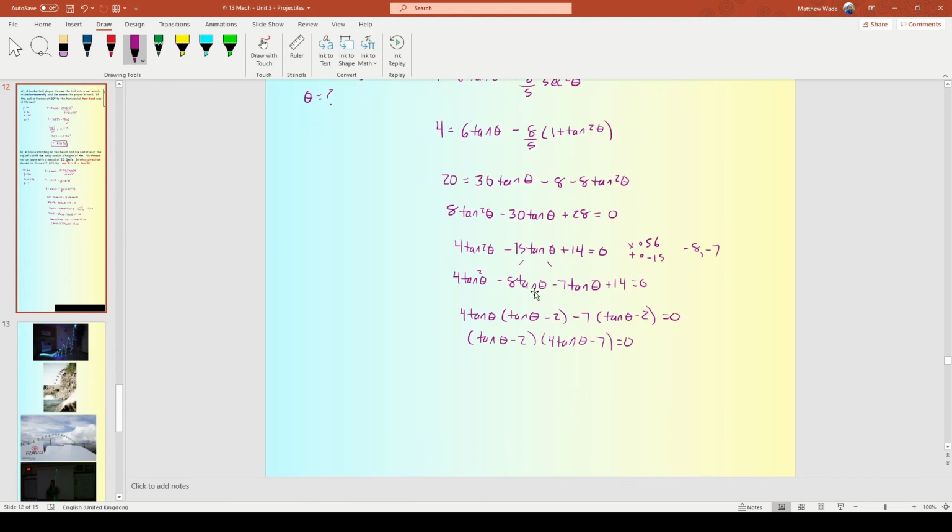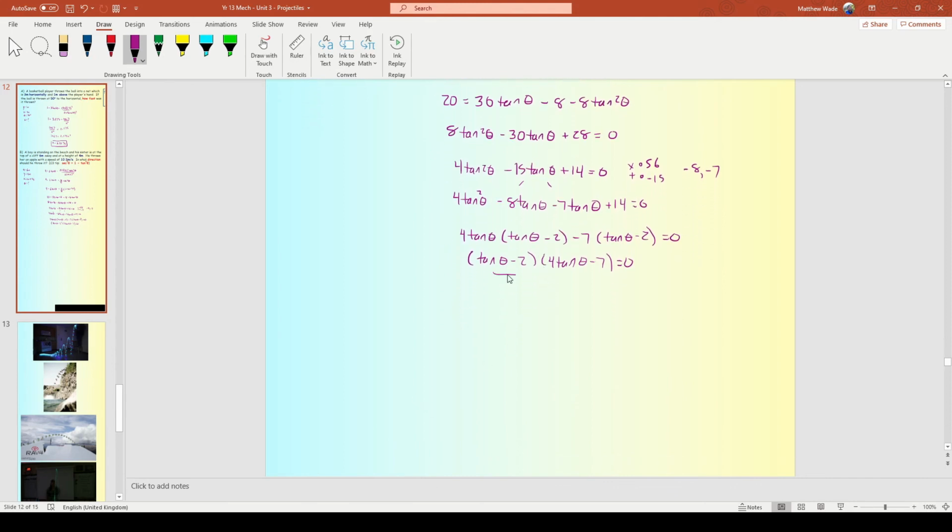And the big question: which means either that tan theta equals 2, or that tan theta, move the 7 over, becomes 7 over 4, which means that theta is equal to shift tan of 2, which is 63.4 degrees, which seems reasonable, or theta equals shift tan of 7 over 4. Here you go, 60.3.